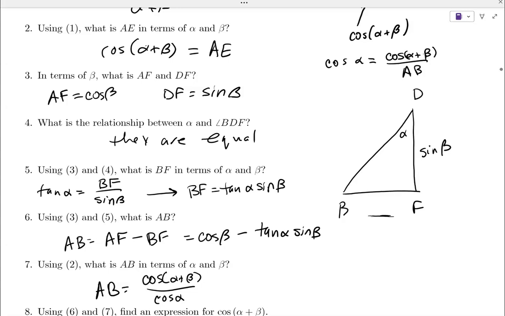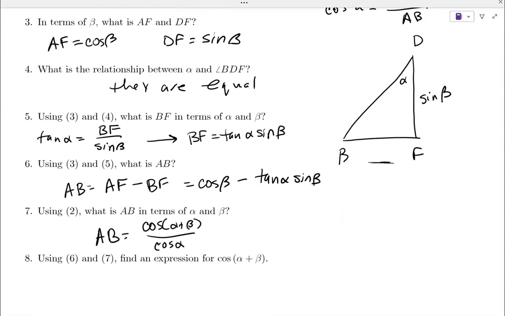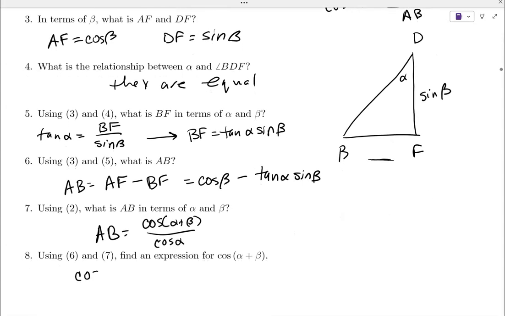Hey, I think we now have 2 things equal to each other, don't we? Or 2 things that are equal to the same thing, I should say. So they're equal to each other. So combining our 6 and our 7, we have cosine of alpha plus beta over cosine of alpha is cosine beta minus tangent alpha sine beta.